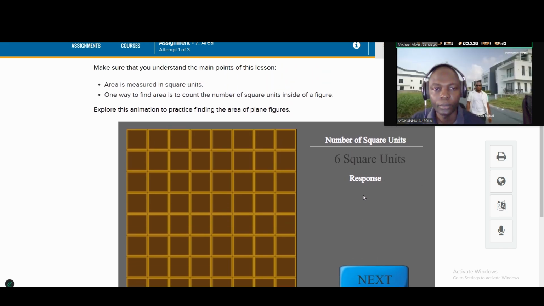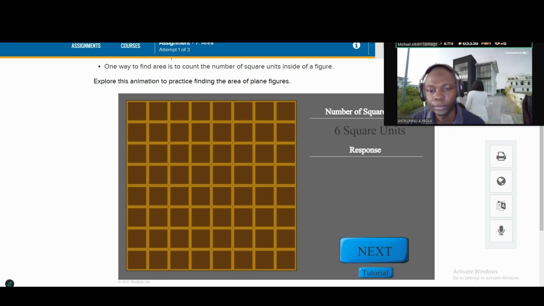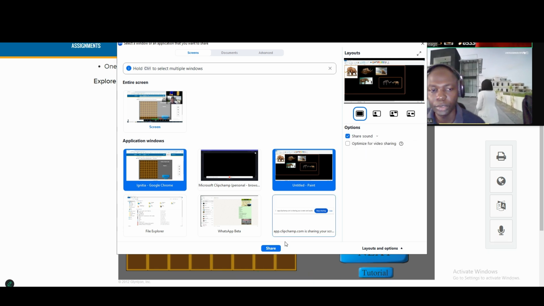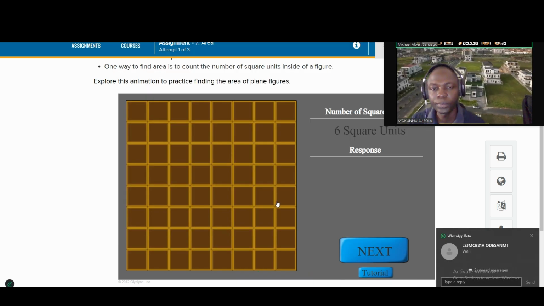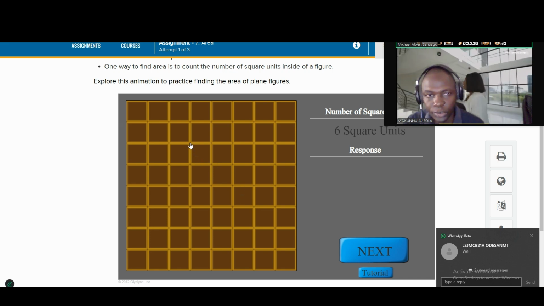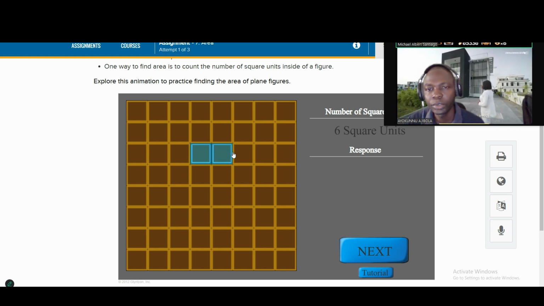Construct a polygon with an area of 6 square units. Click on the square to include it in the space of the figure. Click the Next button to check your work and move to the next figure. Did you hear the instruction? It says, okay, you didn't hear the instructions. So the instruction says that we should construct 6 square units. So let's see. One, two, three, four, five, six.